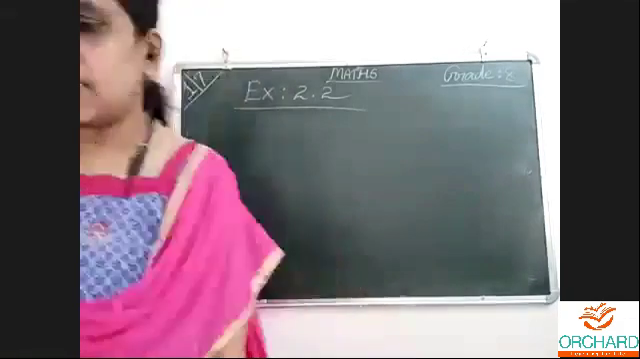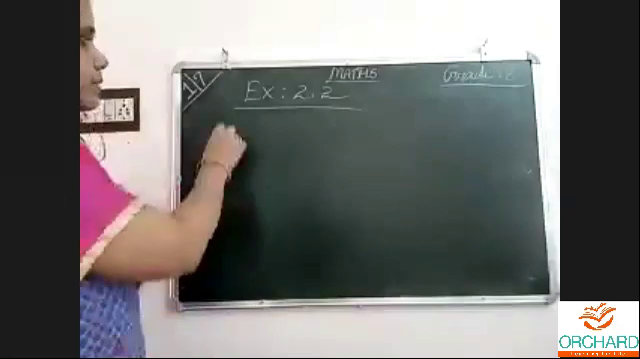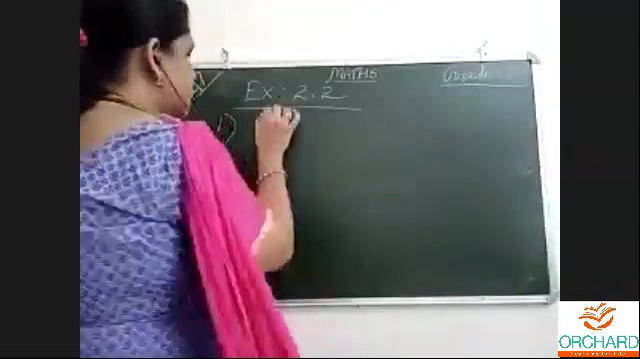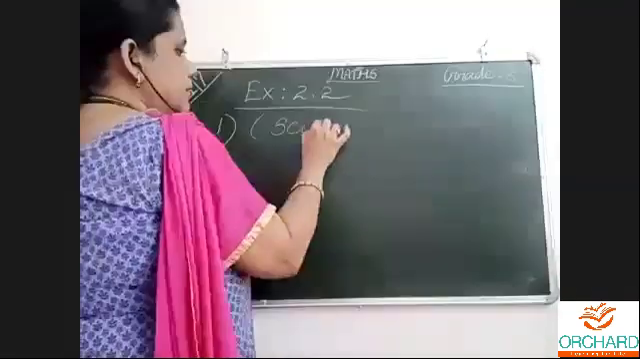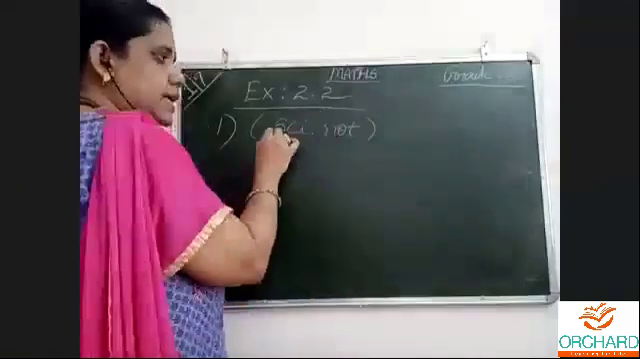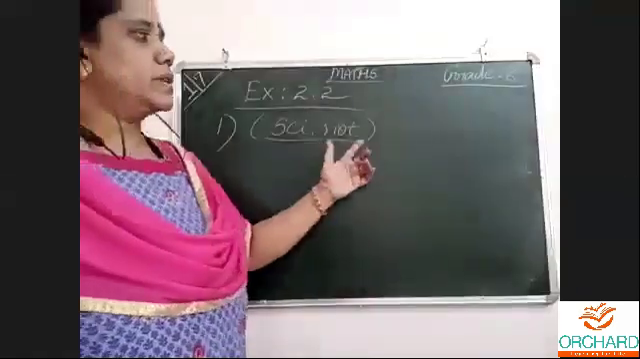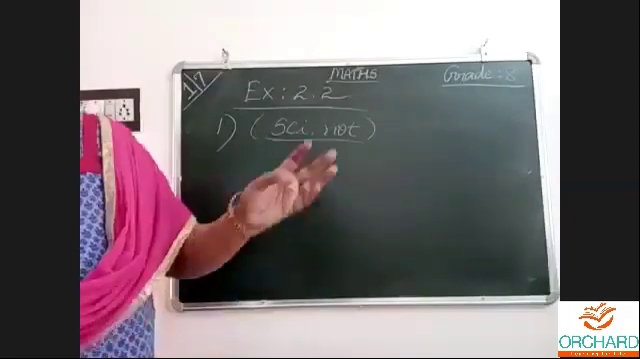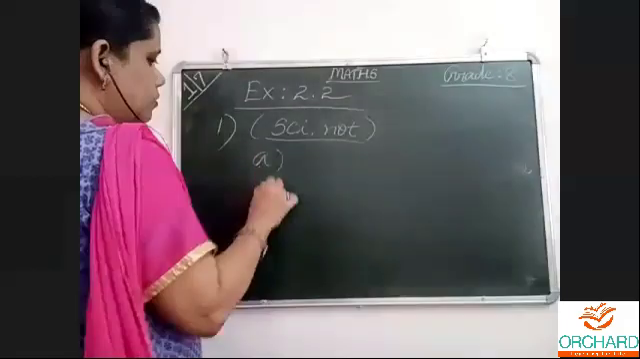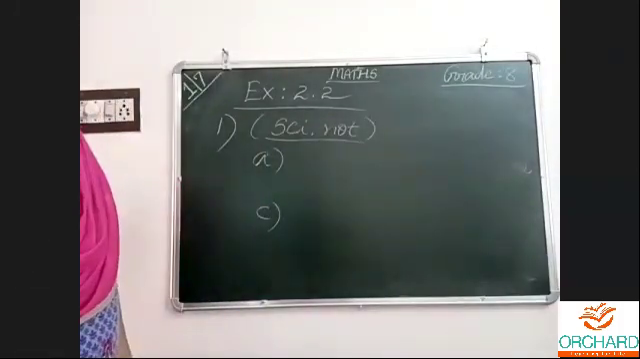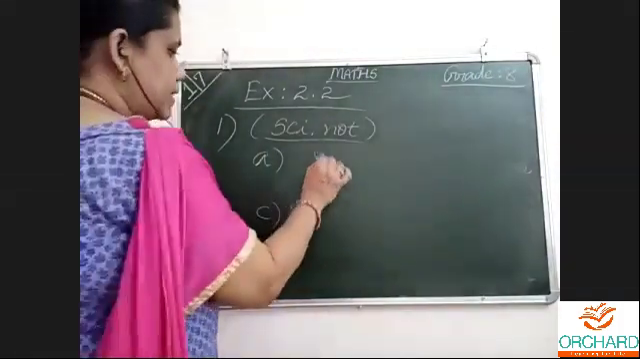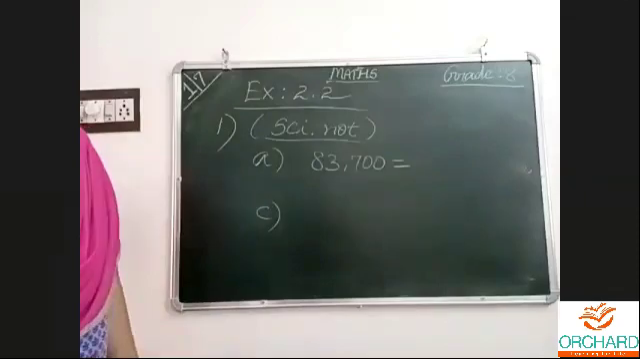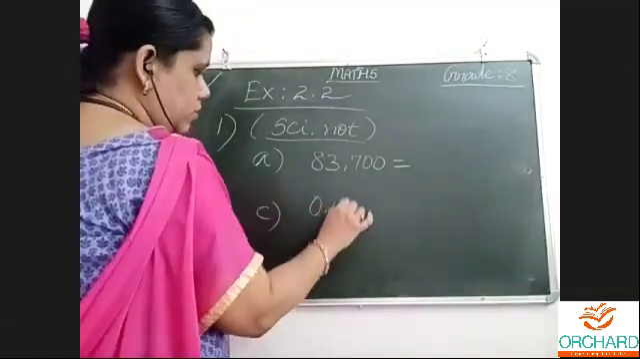So exercise 2.2, question number 1. Express the following numbers in scientific notation. We are going to write the numbers in scientific notation. Sometimes in the example they have said standard form. Scientific notation or standard form, both are the same. Now they have said scientific notation, so they will use that word itself. A, B, C, D, 4 sums are there. I'm going to do 2, A and C. 83,700. You do and practice from my material. Do and practice the question. Then all easy.